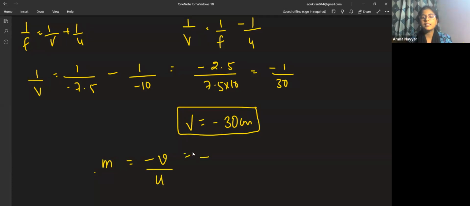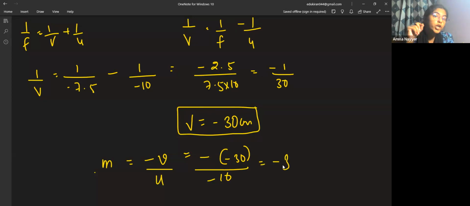So minus, what is image? Image distance is minus 30. So you won't put it as 30, this minus sign is for the formula. You have to put minus 30 by u is minus 10. So that becomes minus 3. Now class, minus 3. Now we'll apply whatever things we have studied in the last class.